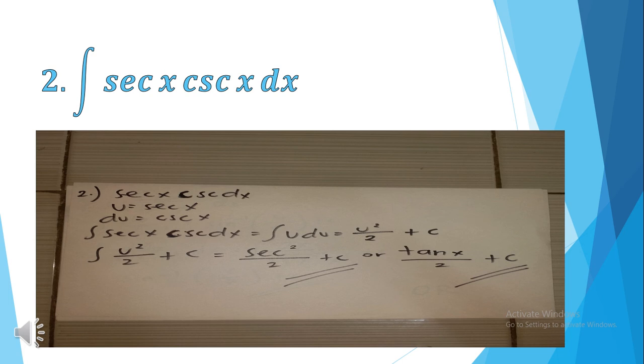Or in the integration rule, the integral of secant squared x is equal to tan x. So our final answer would be tan x over 2 plus c.